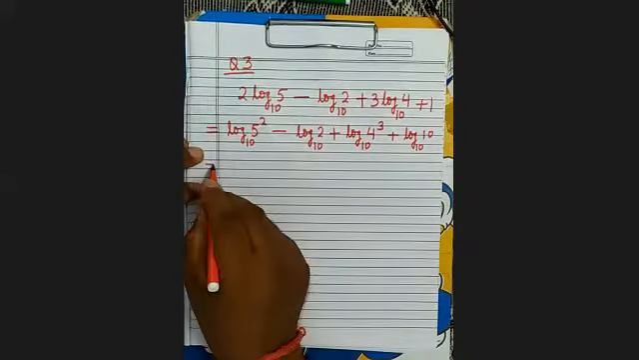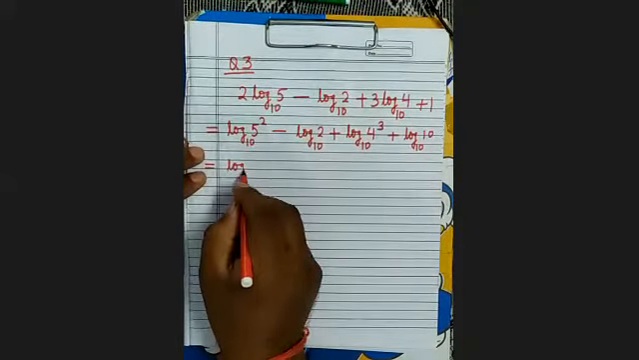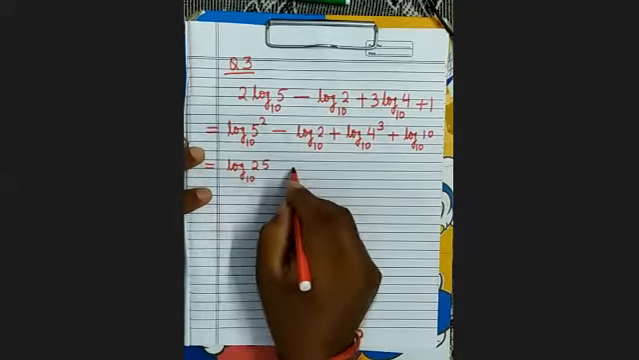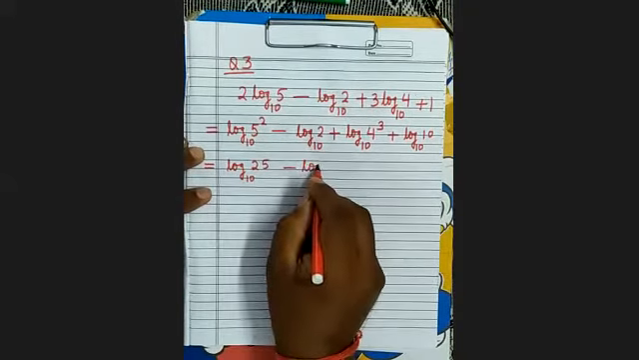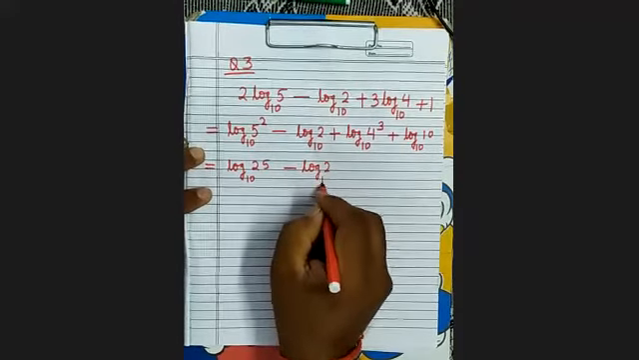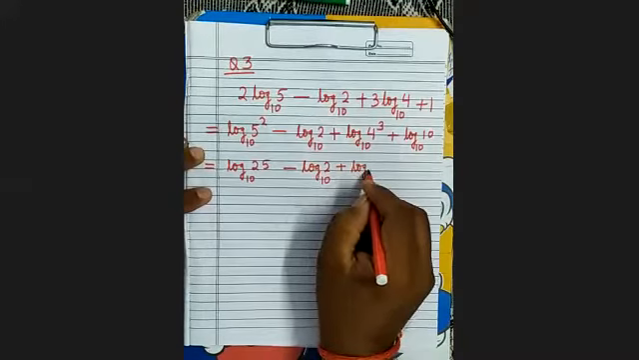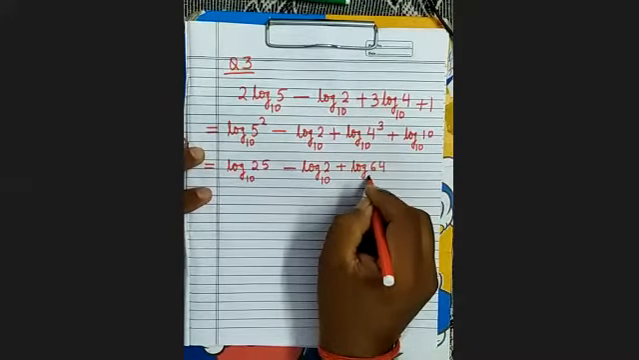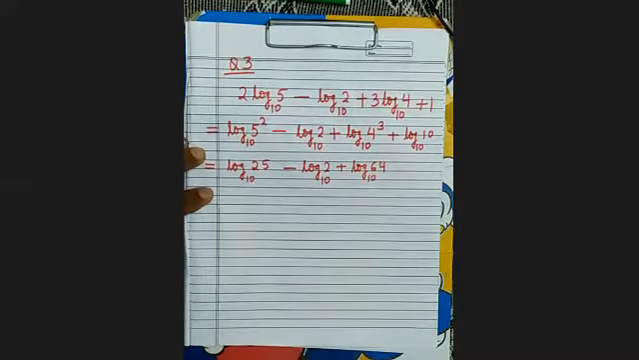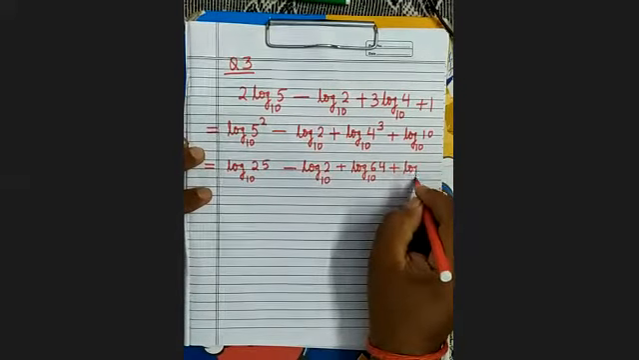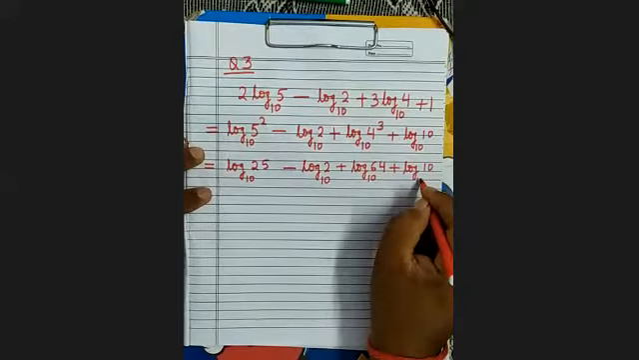So this will be equal to log 25 to the base 10 minus log 2 to the base 10 plus log 64 to the base 10, and this is log 10 to the base 10.